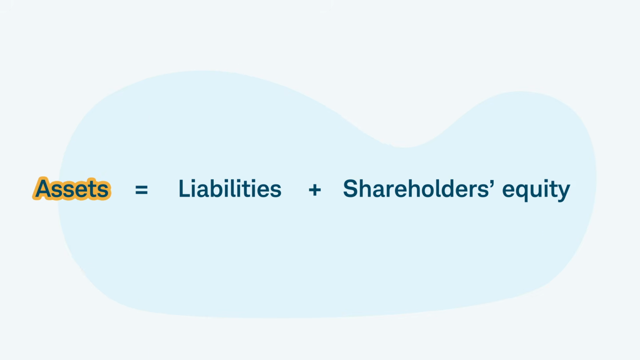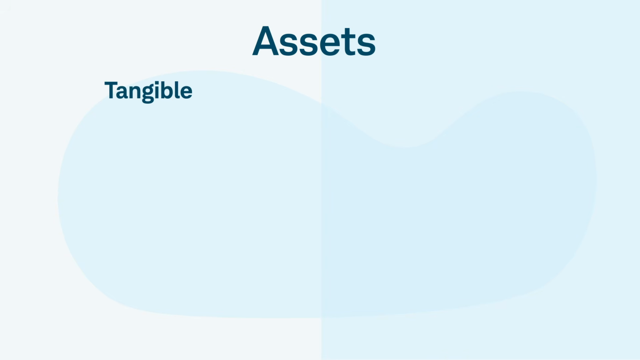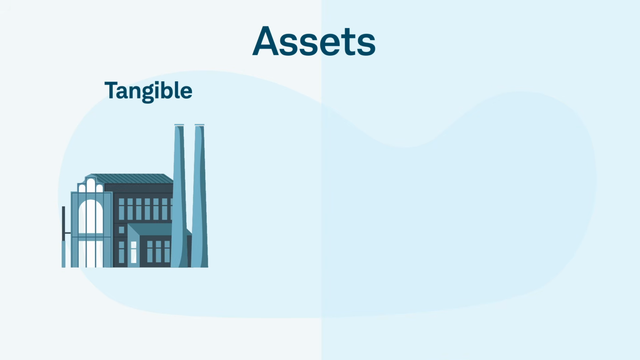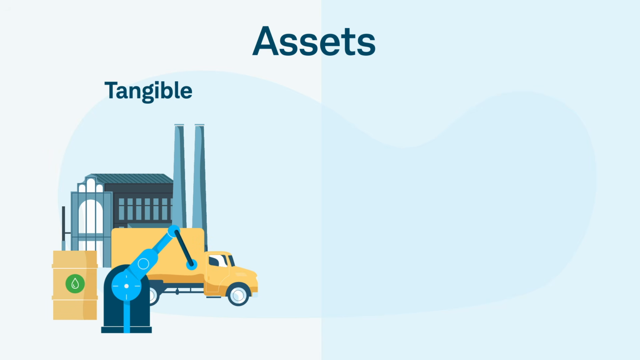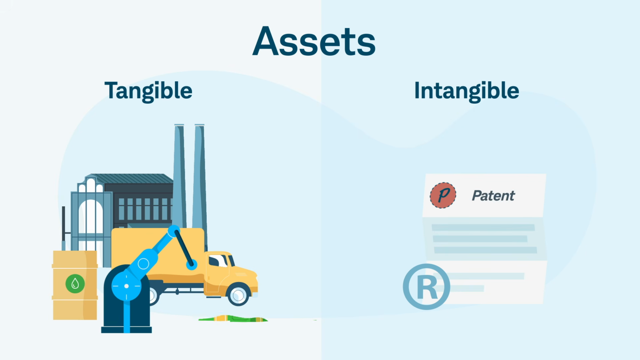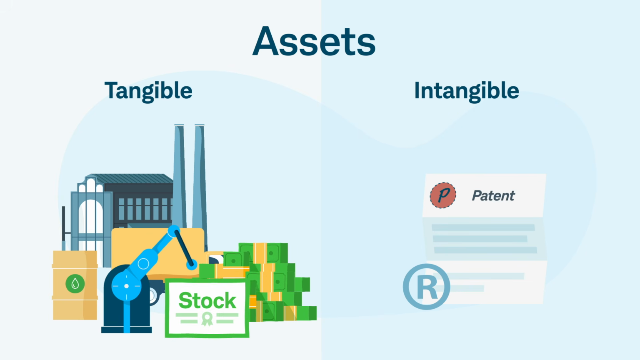Assets are things the company owns that have value or an economic benefit. This includes tangible items like property, factories, equipment, and inventory. Assets also include intangible items like patents and trademarks. Cash and investments are assets too.